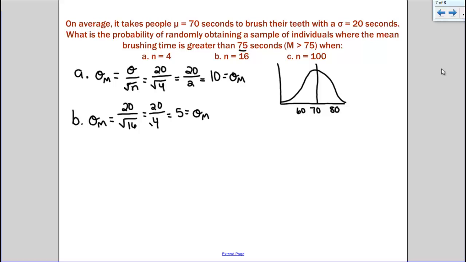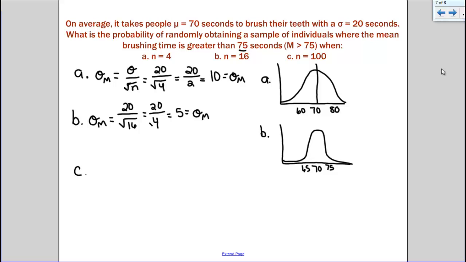So, as you can expect, the sample size is increasing, our standard error is decreasing, and the variability in our sampling distribution is decreasing. So 70 is still our mean, but now we're expecting scores to be between 65 and 75. So we have a skinnier distribution than before.